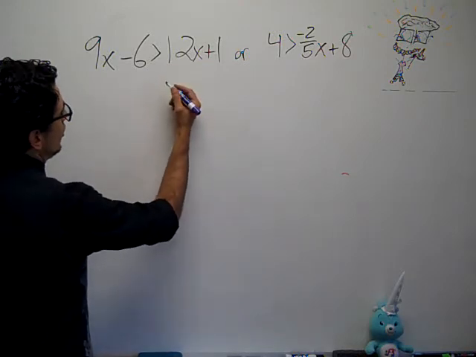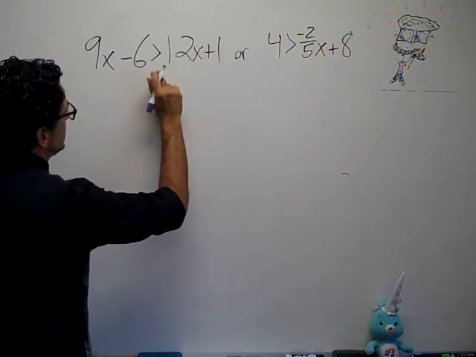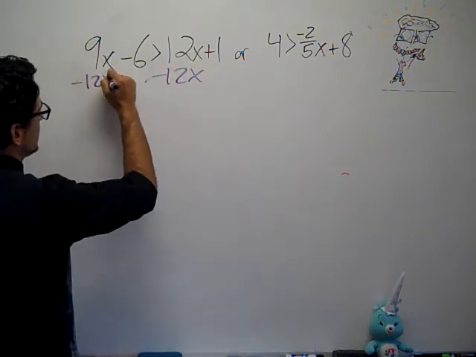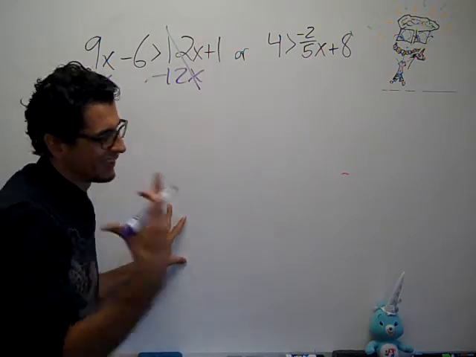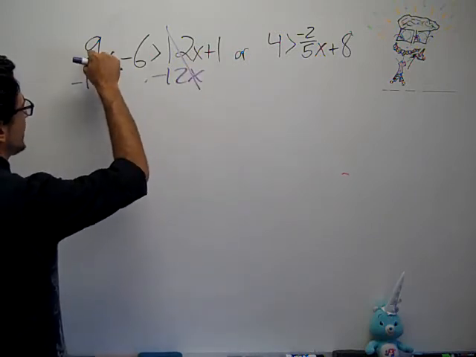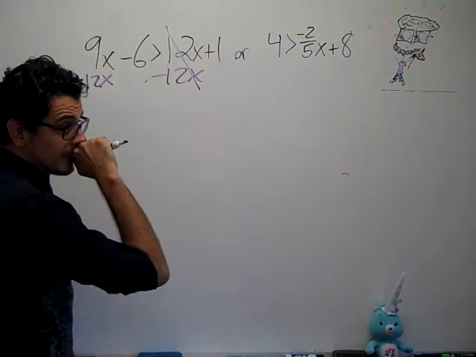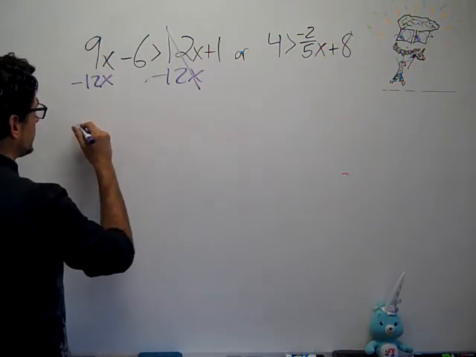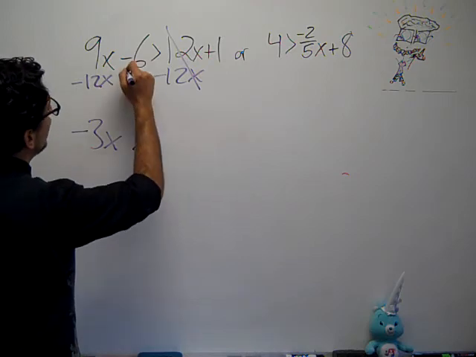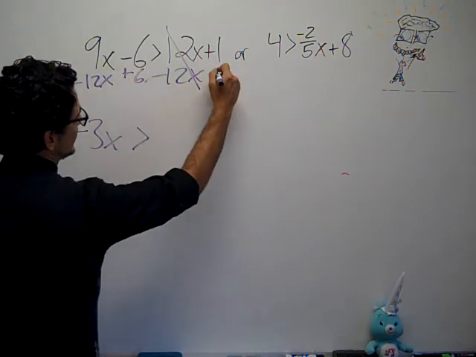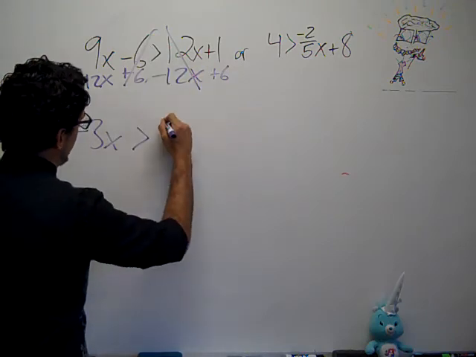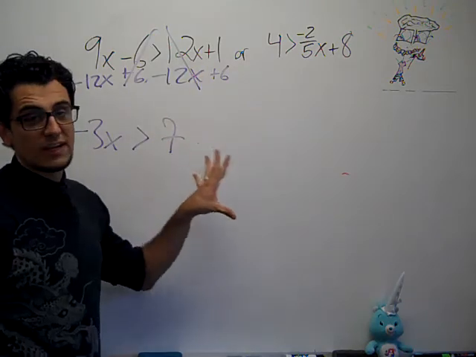I can go ahead and, let's see, I would subtract 12x from both sides because I'm putting together like terms. Sorry about the terminology. So that cancels out, and I'm left with 9 minus 12, which is negative 3. So I'm at negative 3x is greater than... I also want to add 6 to both sides. These cancel out, and so now I am at negative 3x is greater than 7.